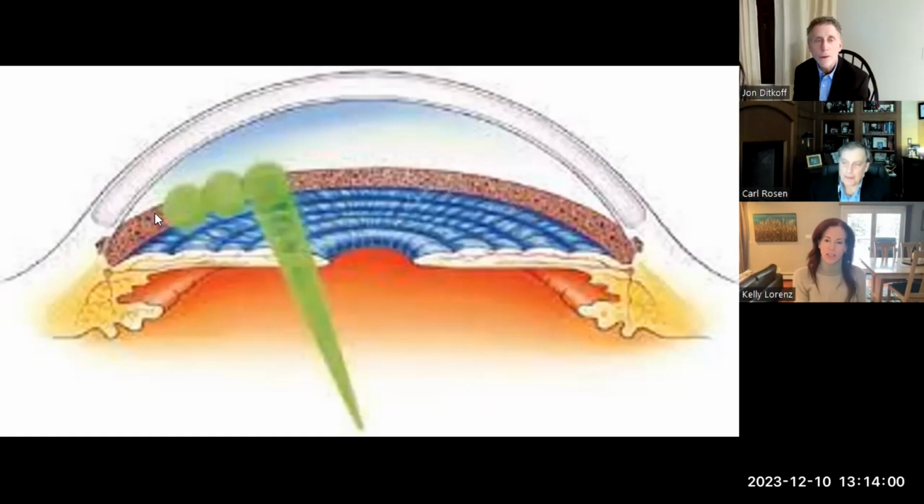And the laser works a good 85% of the time. The only drawback to the laser is sometimes I have patients where I perform the laser and for whatever reason, their pressure does not want to go down. That's relatively unusual. It works well in the vast majority of people. It's covered by medical insurance. A good laser can last anywhere from 1 to even 5+ years in lowering the eye pressure.